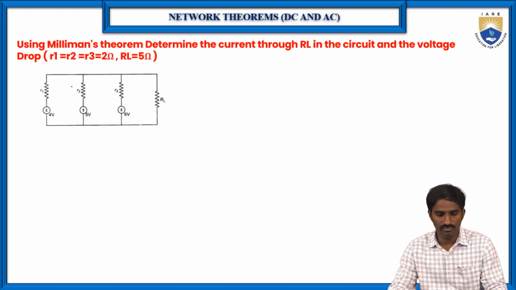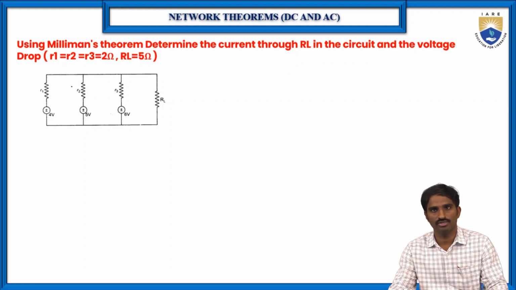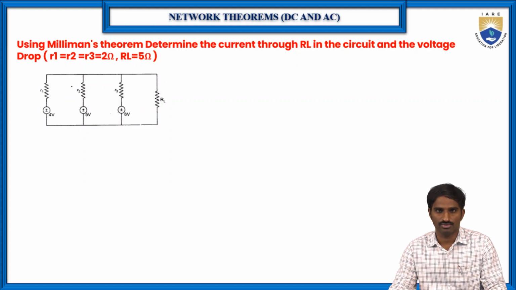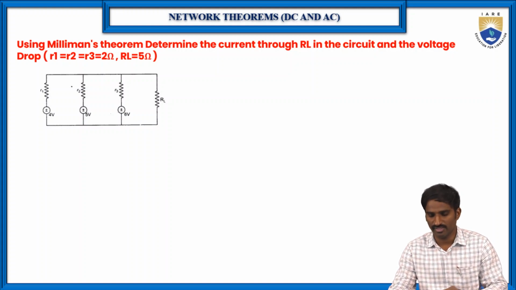So here in the given problem, they have given three voltage sources, and the voltage source values are 4 volts, 5 volts, and 6 volts, and these voltage sources have their internal resistances, namely R1, R2, R3, and in the problem they have given the values of R1, R2, R3 also. So here R1, R2, R3 values are 2 ohms, and the RL value is 5 ohms. Before solving this problem, let me remind you what Millman's theorem is.